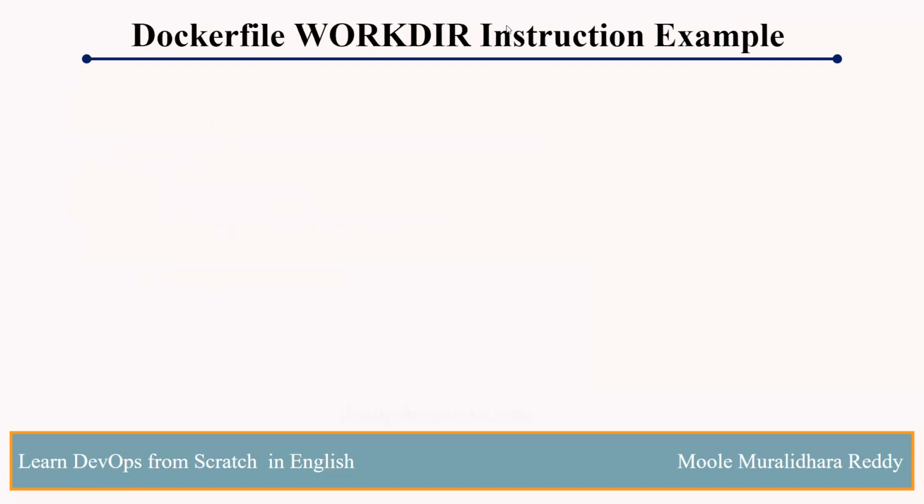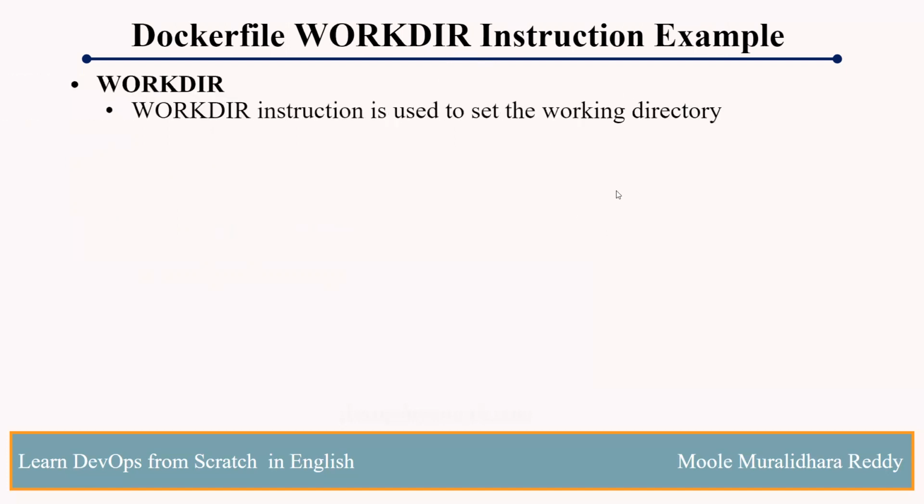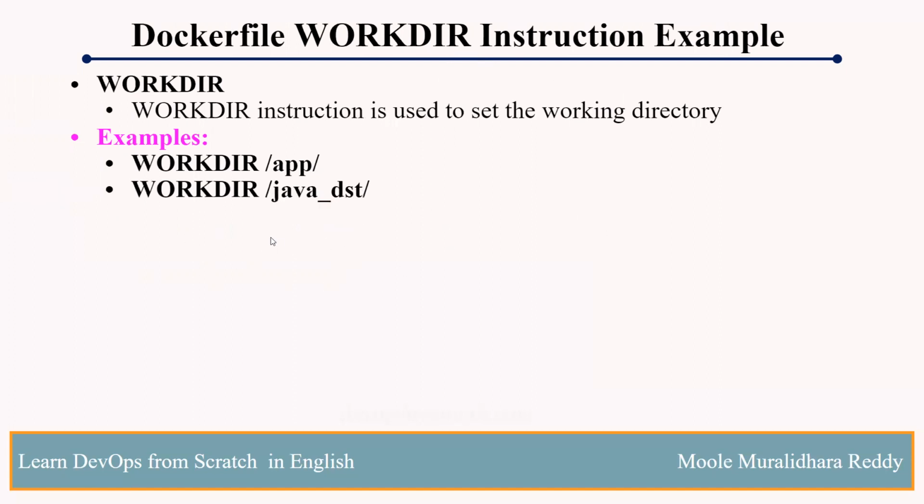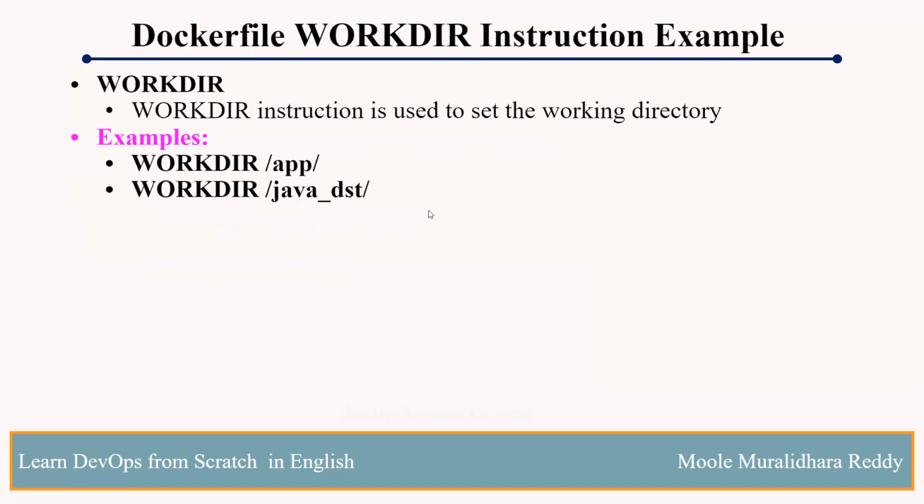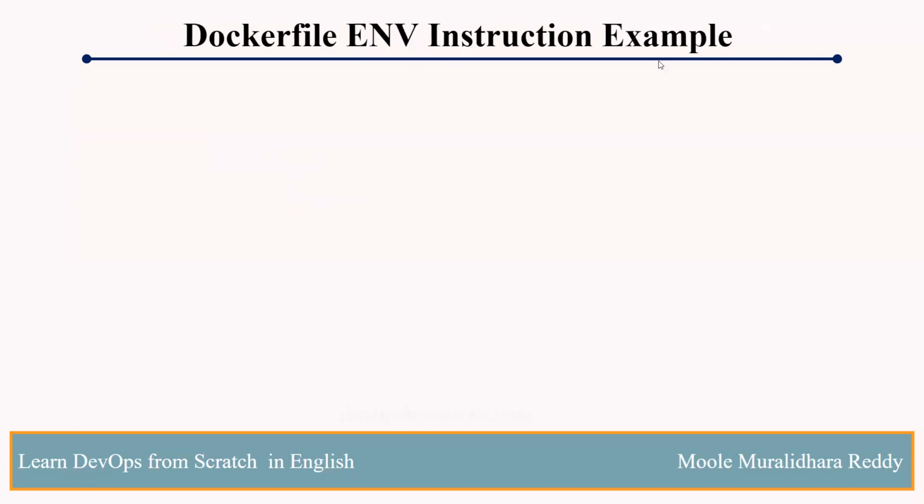Okay, and coming to the WORKDIR. WORKDIR is nothing but, if you want to set the working directory, you can use the WORKDIR command. Example, if you see here, I'm defining WORKDIR app. It means currently I'm in the app directory. Whatever command you run after that, you will be running inside the app directory only. You can declare, for example, WORKDIR java_dst. You can define anything. If you want to set that particular working directory, we can use WORKDIR. Got it, right?